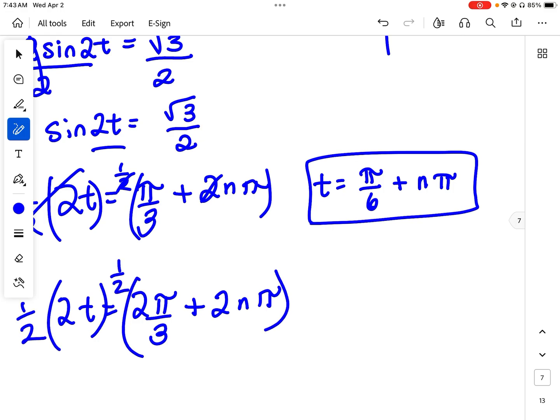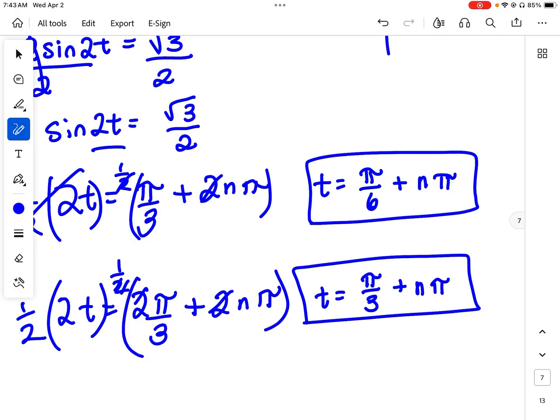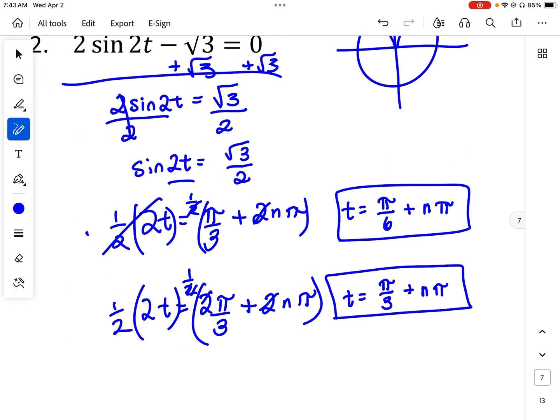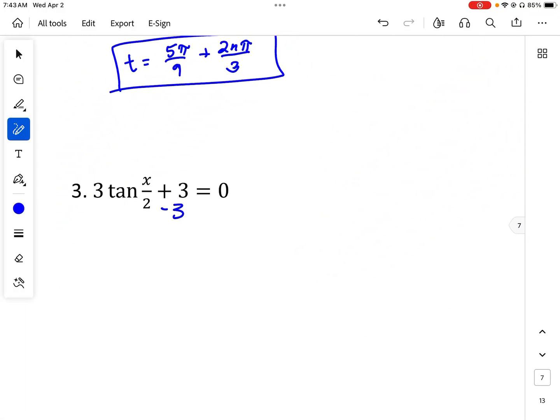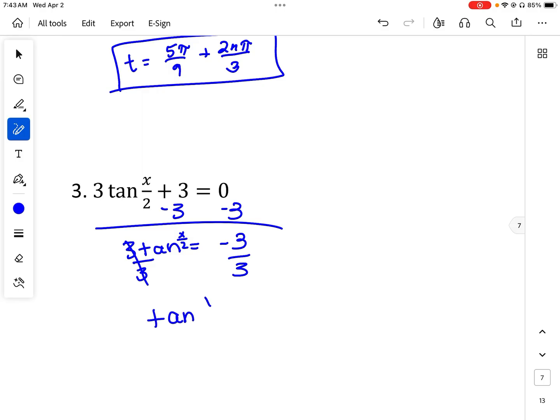Okay, let's do the other one. So it would be, the 2's will cancel on that. So it's pi over 3 plus n pi. All right, let's go to the next one. So solve this to isolate the tan. Oh, this should have x over 2. Almost forgot.